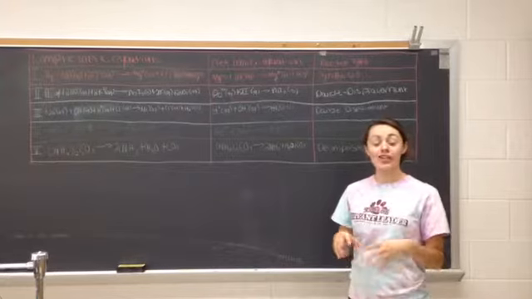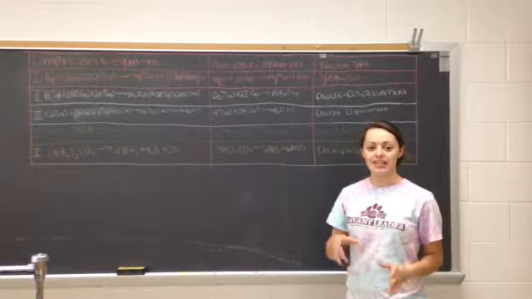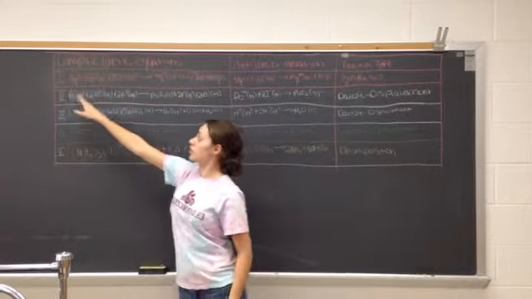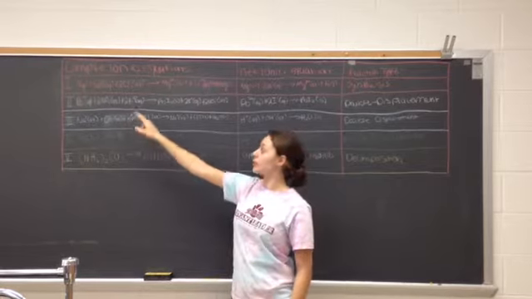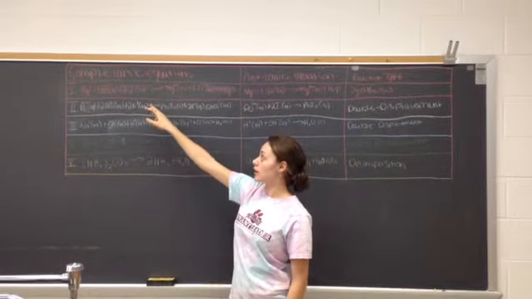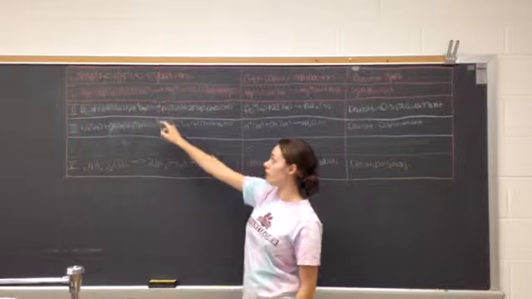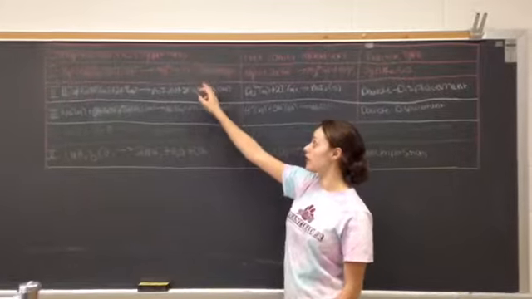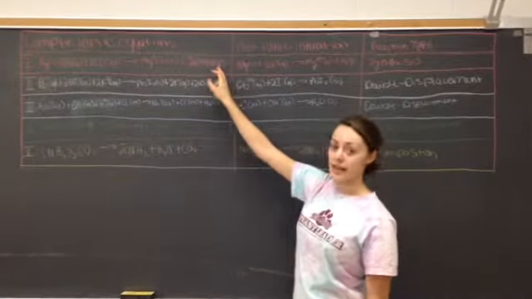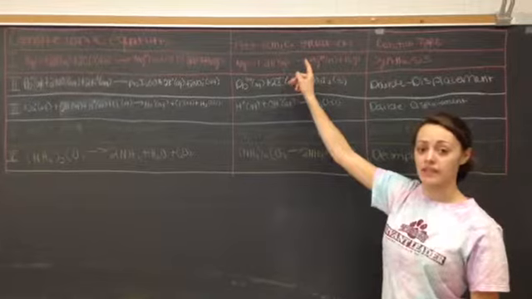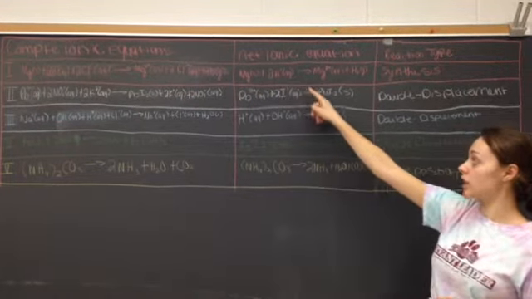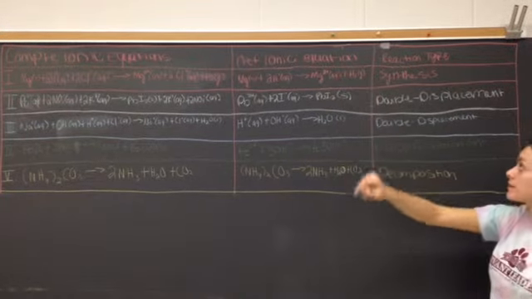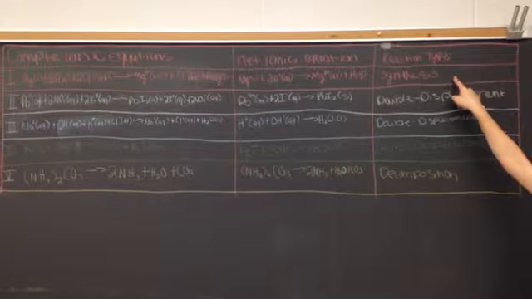I'm going to go over the ionic equations and the reaction types that Nikki just went over. First, for each one we have the complete ionic equation. For part 1 we have Mg solid plus 2H+ aqueous plus 2Cl- aqueous reacts to produce Mg2+ aqueous plus 2Cl- aqueous plus H2 gas. The net ionic equation is Mg solid plus 2H+ aqueous to produce Mg2+ aqueous plus H2 as a gas, and that reaction type was a synthesis reaction.